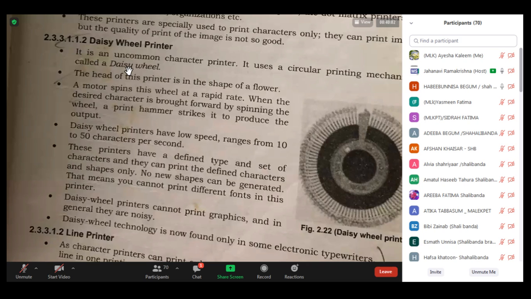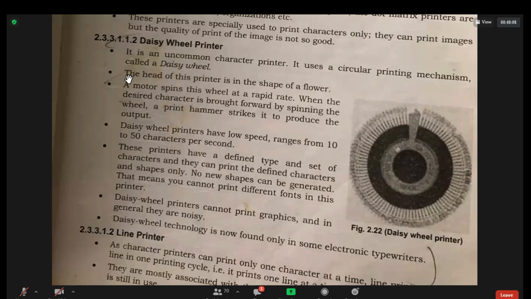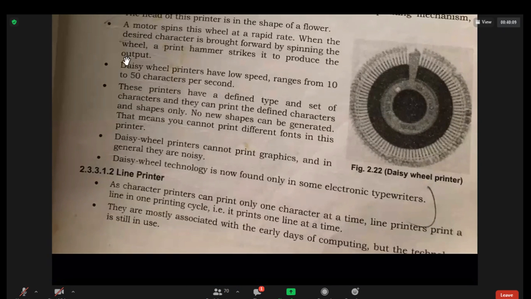Yes, the next one is the line printer. Line printer automatically says that it prints a line. Rather than the characters which we have seen, dot matrix and daisy wheel, the character printers print only a few characters at a certain point within the scheduled time. So what is happening now? We need some sort of enhancement where the entire line is printed at once. And yes, the technology is still in use.